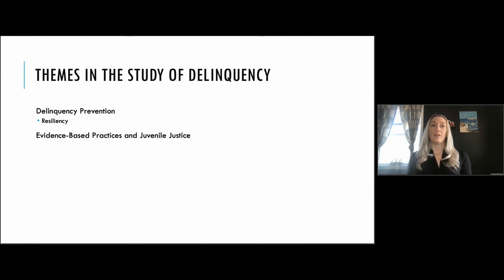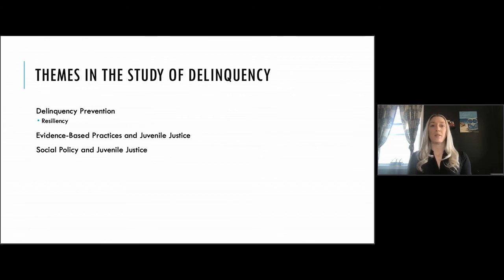We then look at evidence-based practices within juvenile justice. Evidence-based practices are those that are most effective, shown through scientific research. They've studied these programs, they know that they work. And the Office of Juvenile Justice and Delinquency Prevention has identified 200-plus programs that are effective in reducing delinquency.